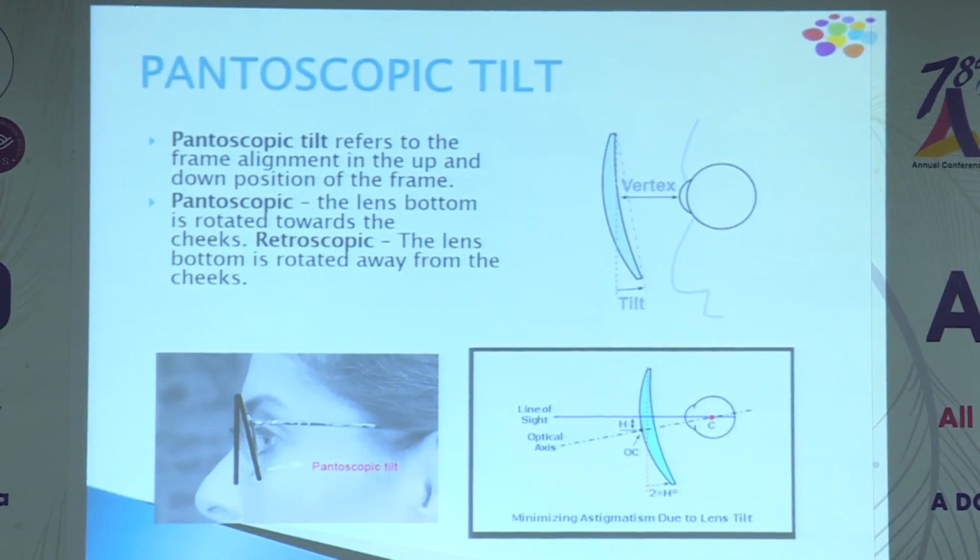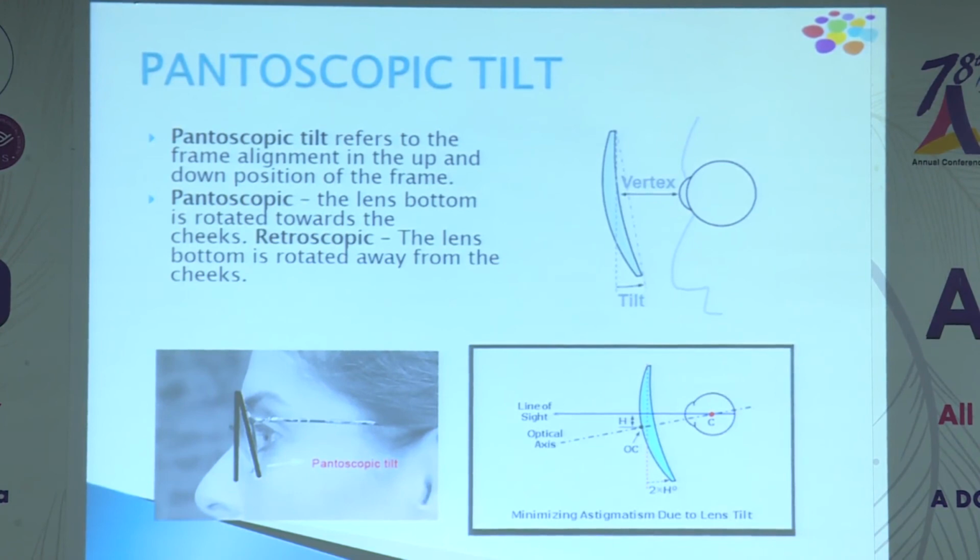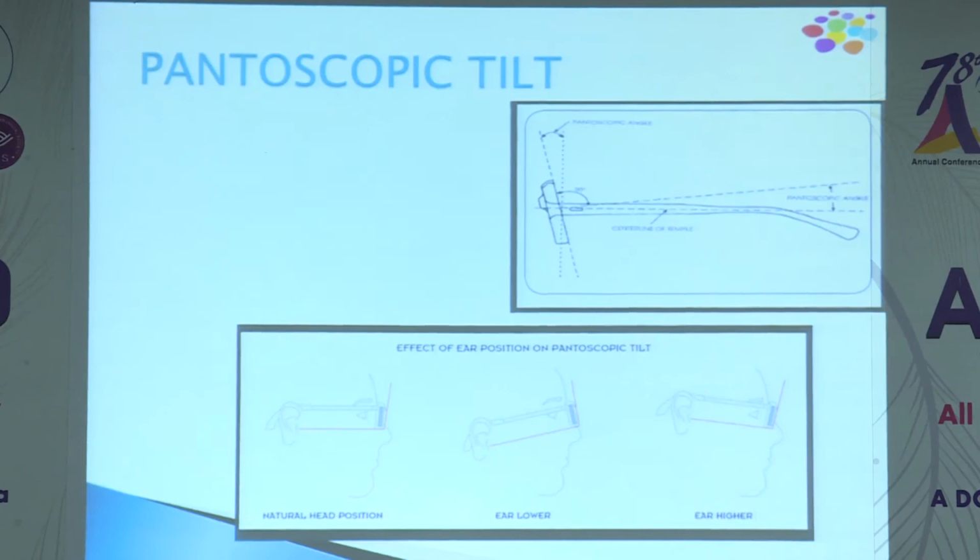These are the few aspects we have to think about in every case of spectacle intolerance. You are all aware of the pantoscopic tilt. It refers to the frame alignment in the up and down position of the frame. Pantoscopic means the lens bottom is rotated towards the cheeks. Retroscopic means the other way around. So you should have a proper pantoscopic tilt, and when the lens has a proper pantoscopic tilt, this measurement is okay. But some patients will have ear positions a little upwards or a little downwards.